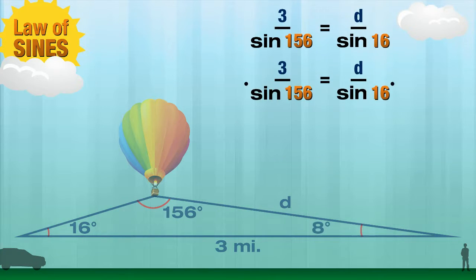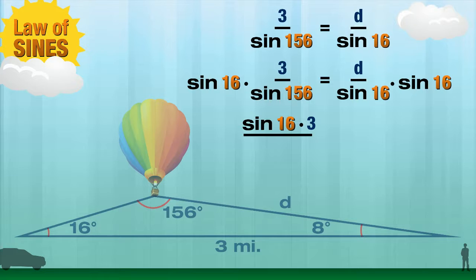Multiplying both sides by the sine of 16, we get d equals the sine of 16 times 3 divided by the sine of 156. Calculating this equation tells us that the picture was taken from 2 miles away.